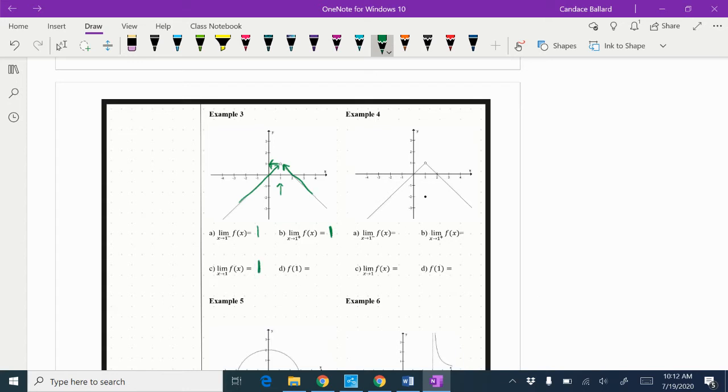Then it's asking me, where is the x value actually equal to 1? And notice that's an open dot, and there aren't any solid dots there. So there is no value at x of 1, so we would say that it does not exist.